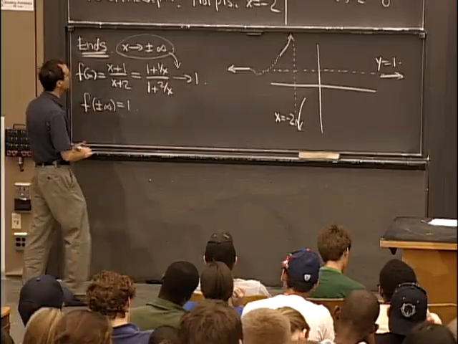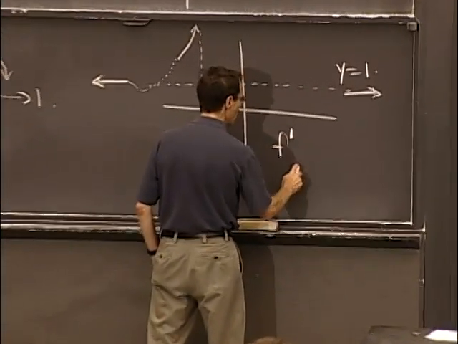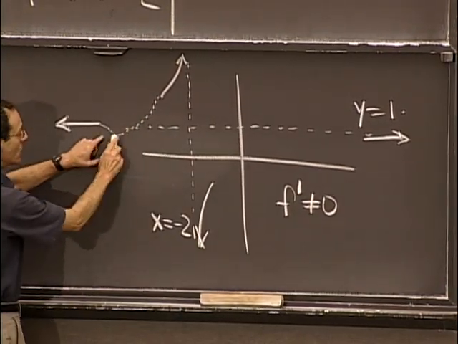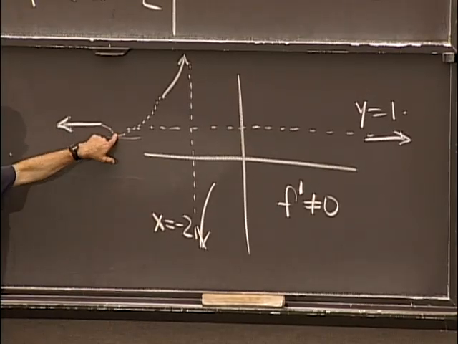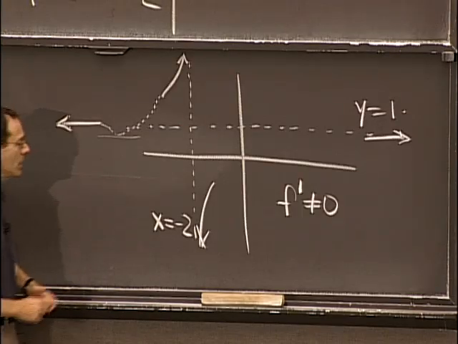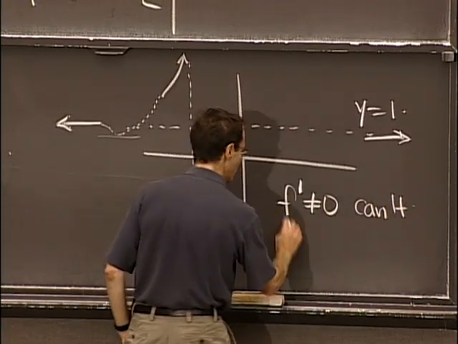So that's exactly right. The point here is that because f prime is not 0, it can't double back on itself because there can't be any of these horizontal tangents. All right? It can't double back, so it can't backtrack.